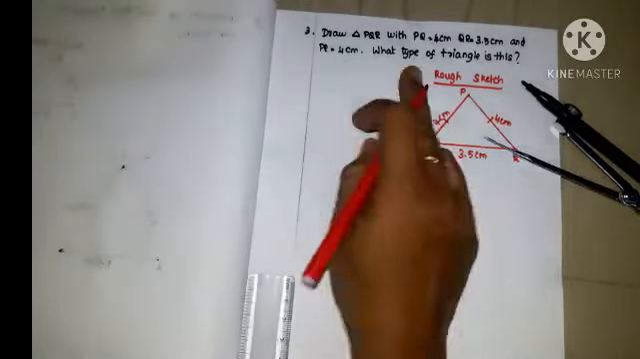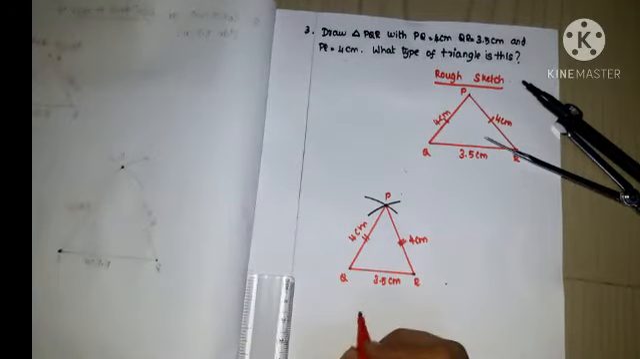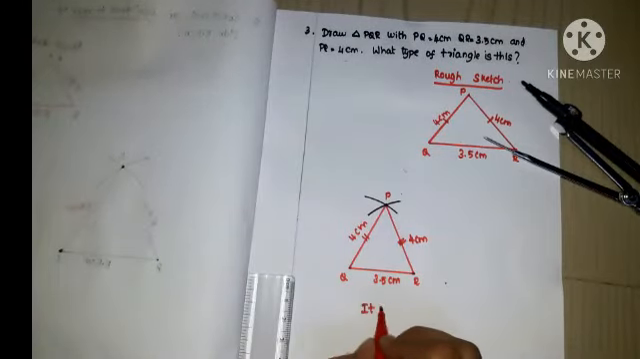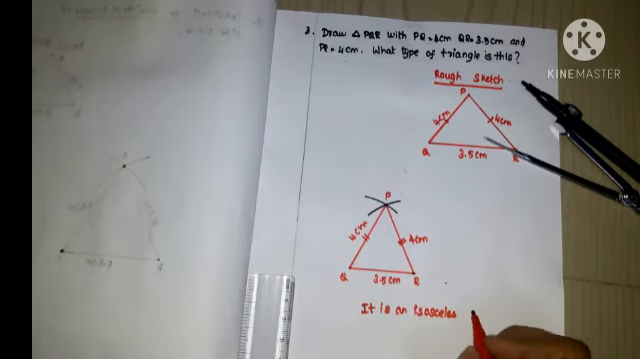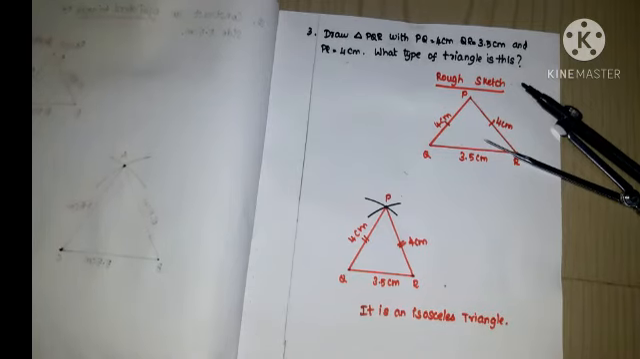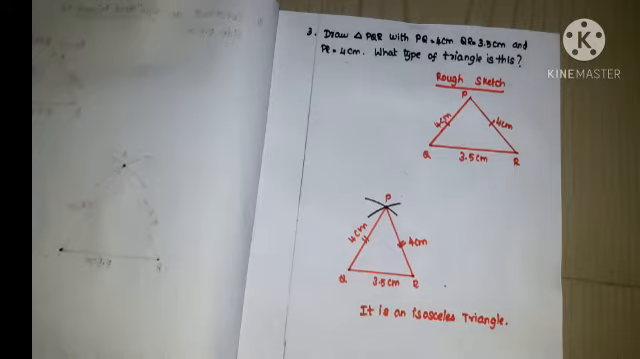Okay, so what type of triangle is it? So it is an isosceles triangle. Yes. Okay, I will move on to the next question.